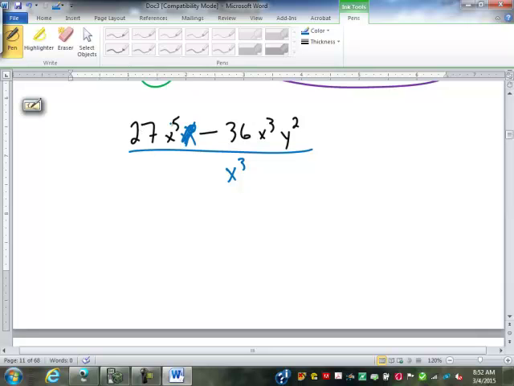And how about for the numbers 27 and 36? Would be 9. So 9x to the third is our common factor. So we have 9x to the third, and when we divide that out, we get 3x squared minus 4y squared.